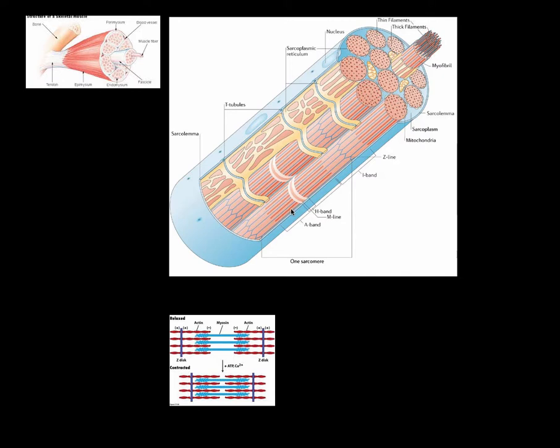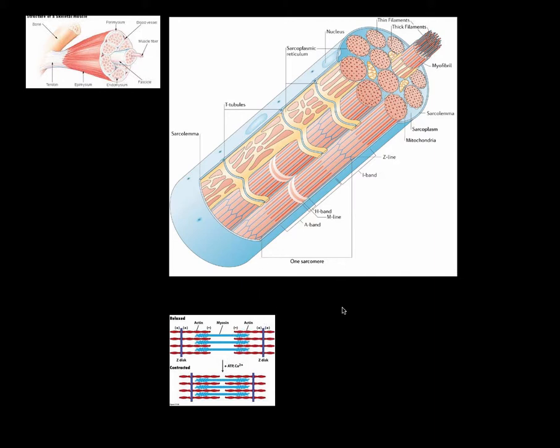A bands are myosins all the way across. It's represented as this red right here. Now, the actin is actually this blue band right here. Okay, does that make sense? All right.